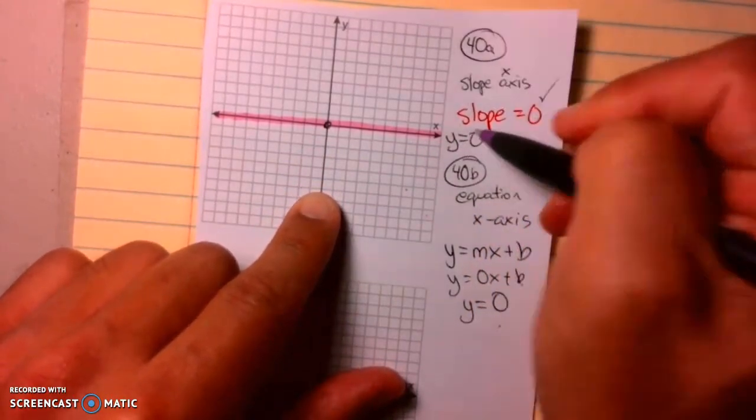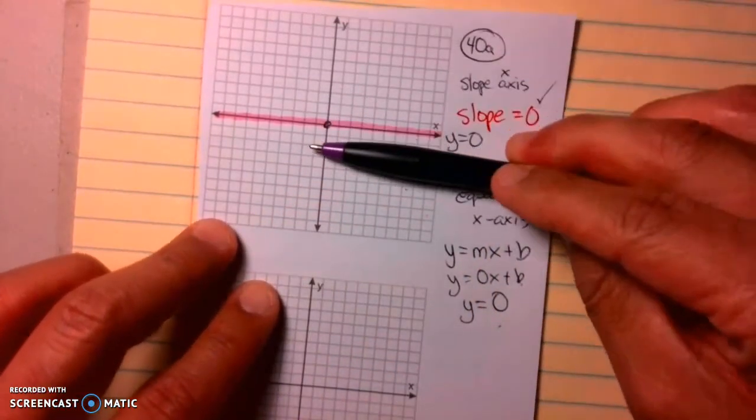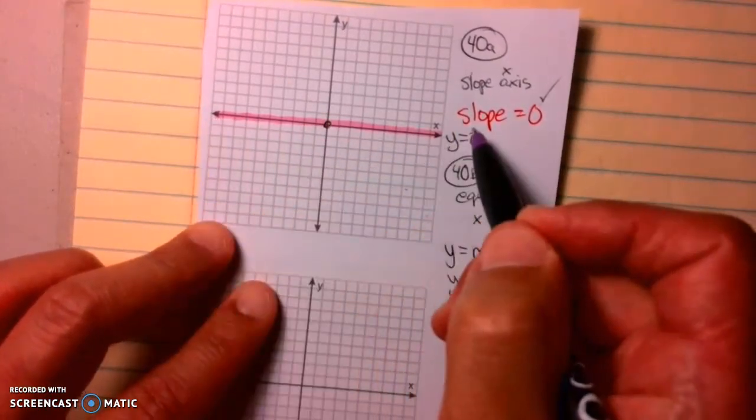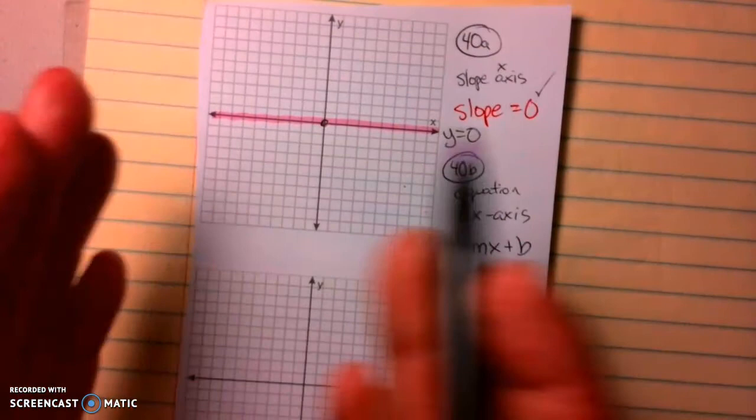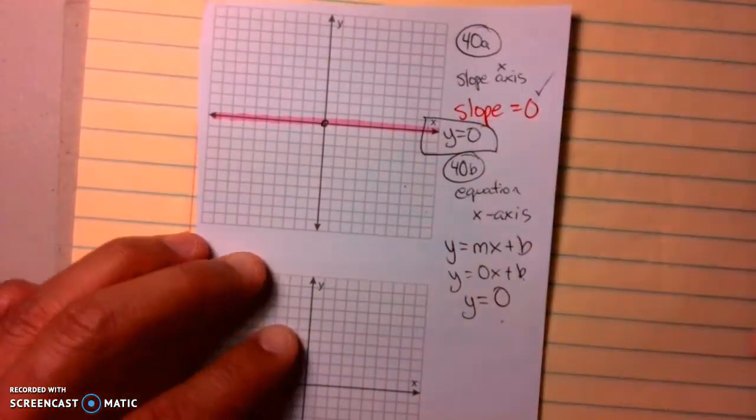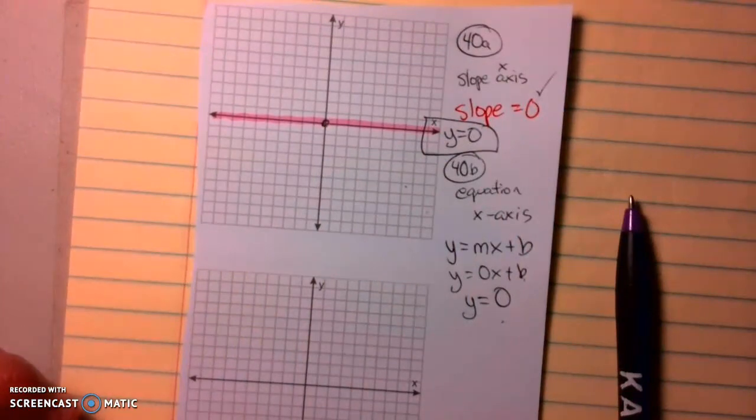Y is equal to 0. Doesn't move up, doesn't move down. Y is always 0 if you pick any point on this pink line. X might move left to right, but y always stays at 0. And that's the equation of the x-axis.